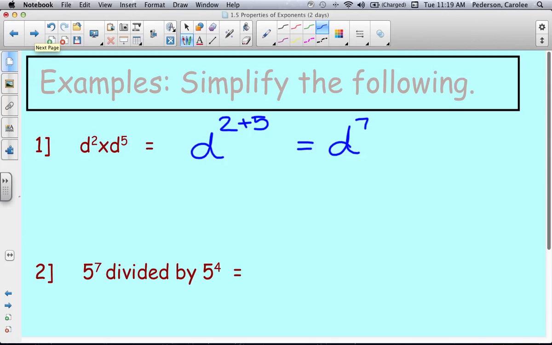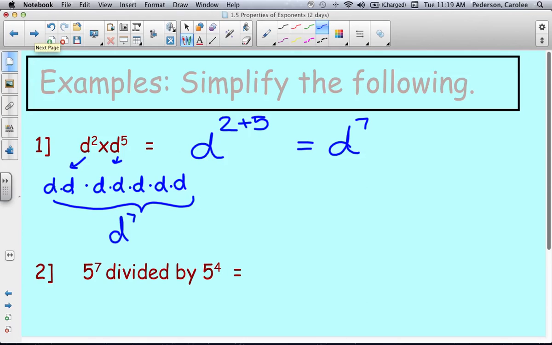The reason why, you don't need to write this down, is I have two d's here, d and d. And I'm multiplying it by 5 d's: d, d, d, d, d. How many total d's do I have? I have 7 of them. So I can reduce it to d to the 7th.